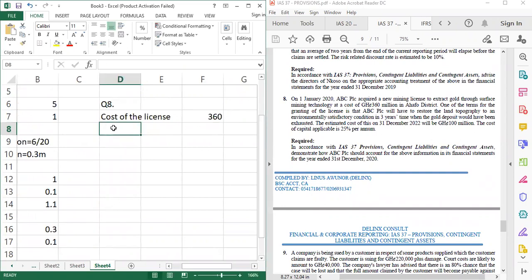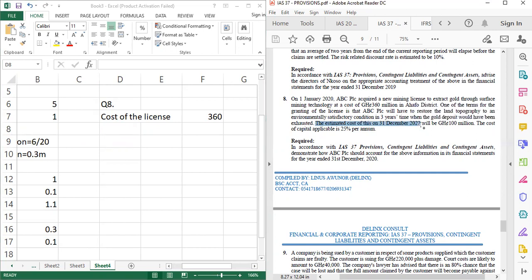But are we going to incur any cost to bring the land to its original state? Yes. And how much is that? 100 million. And when are we going to incur this cost? After 3 years. They haven't given you the date over here. So assuming you want to do the dismantling today, what should be the cost?